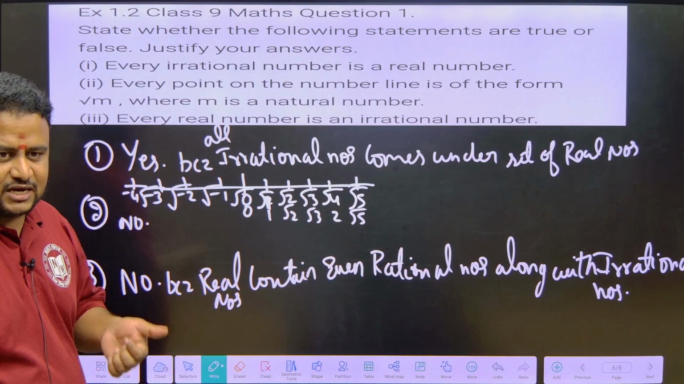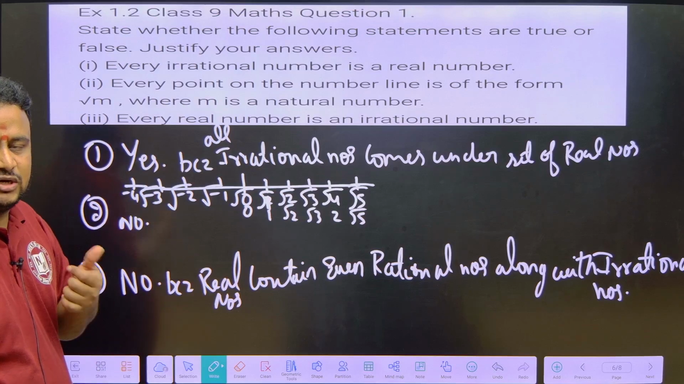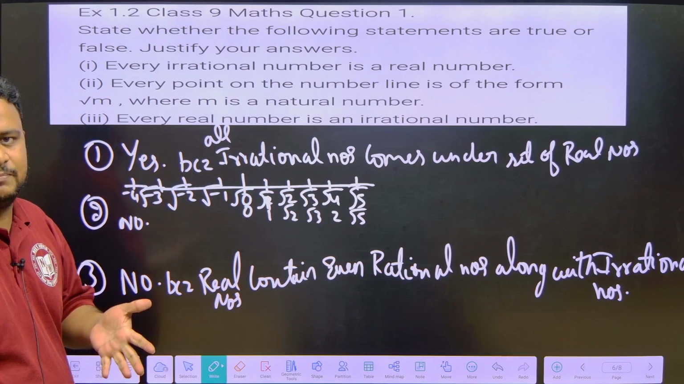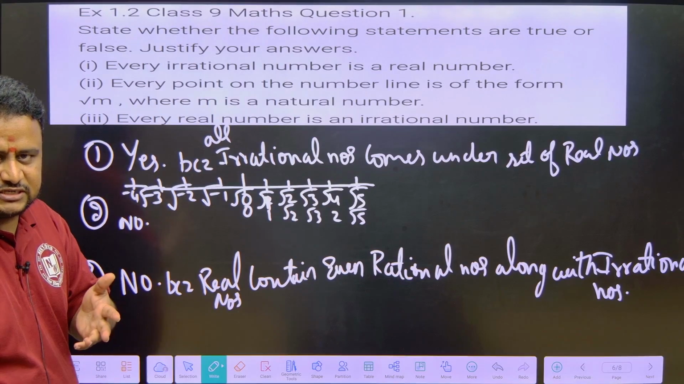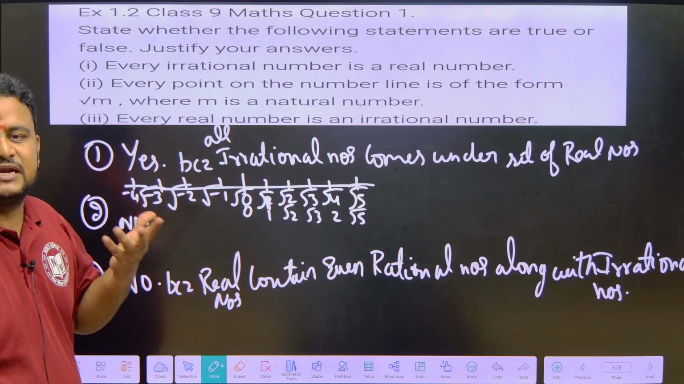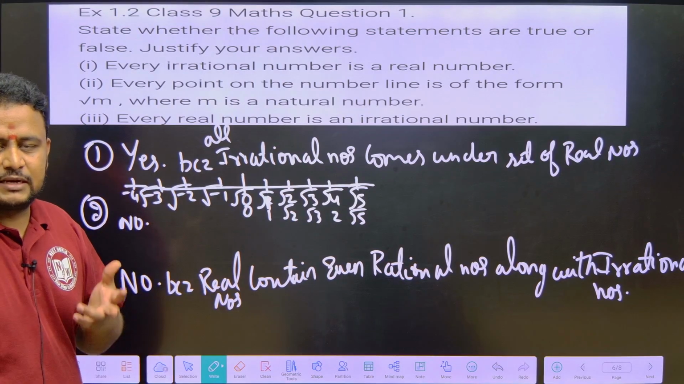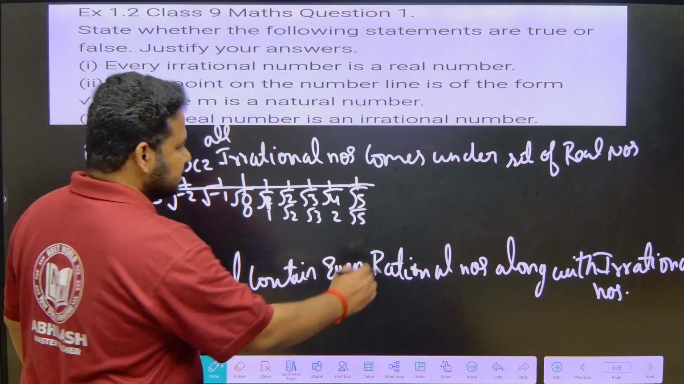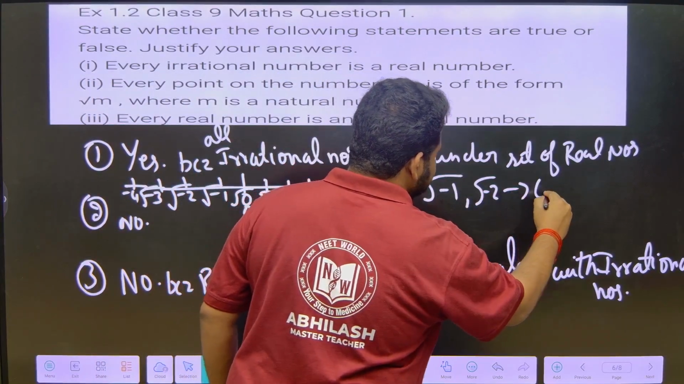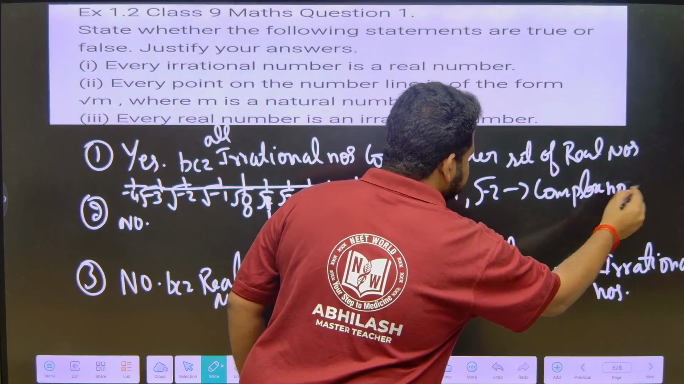Okay, the square root of a negative number is not a natural number, not a whole number, not an integer, not a rational number, and not even a real number. It does not exist as a real number. It is another kind of number called a complex number, which you will study in class 11th and class 12th. The square root of negative 1 or square root of negative 2, we call a complex number, which is not a real number.